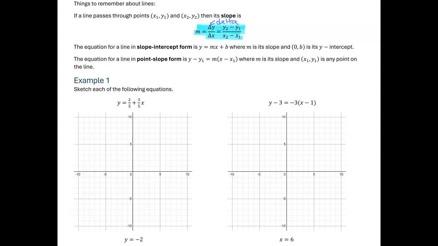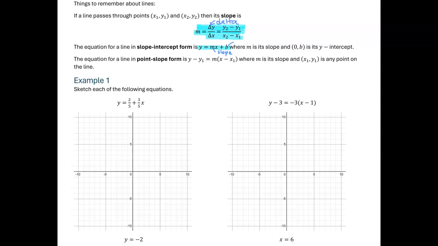Once we've got a slope, we have 2 forms of lines, equations for lines that we can work with. We have slope-intercept form, y equals mx plus b, aptly named because m in that formula represents the slope of the line, and b represents the y value of the y-intercept. So not just the y-intercept. Remember, the intercepts are points. They have x and y coordinates, but b is the y value of that intercept.